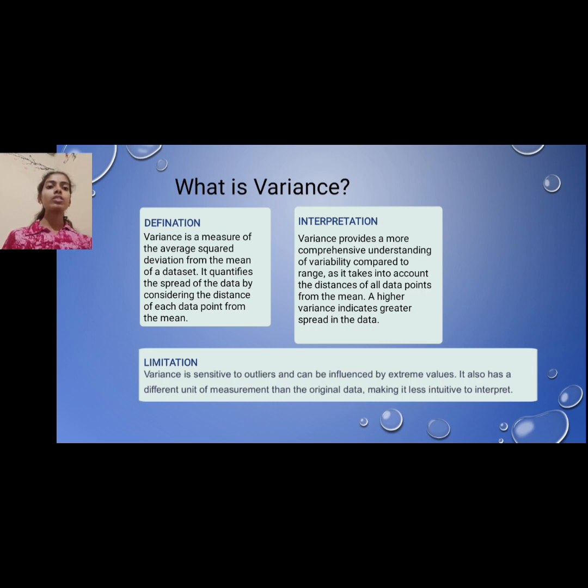Higher variance indicates a greater spread of the data. Variance is sensitive to outliers and can be influenced by extreme values. It also has a different unit of measurement than the original data, making it less intuitive to interpret.